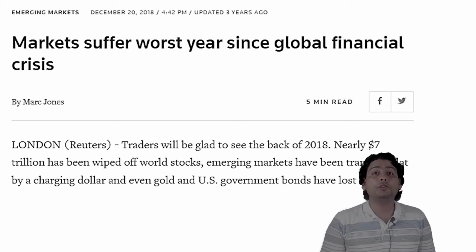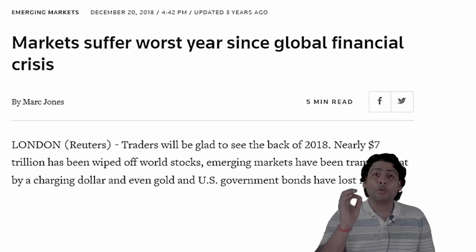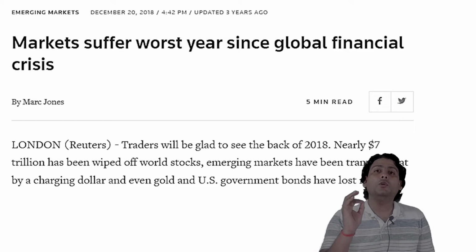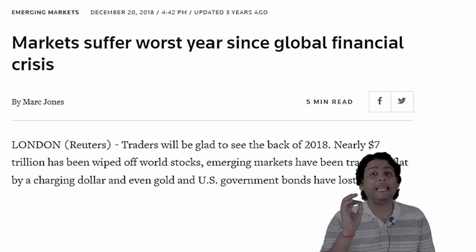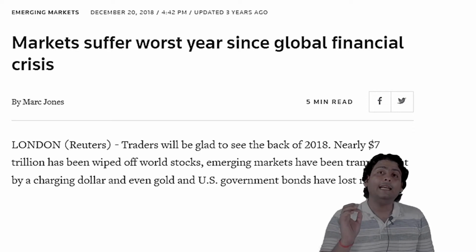Even in this post you can see that Mark Jones has said that 2018 was the worst year after the global meltdown of 2008. So definitely people who were saying that the Indian government is performing poorly were wrong, and the economic problem was persistent on a global scale.